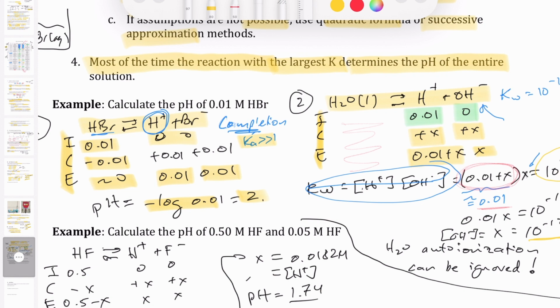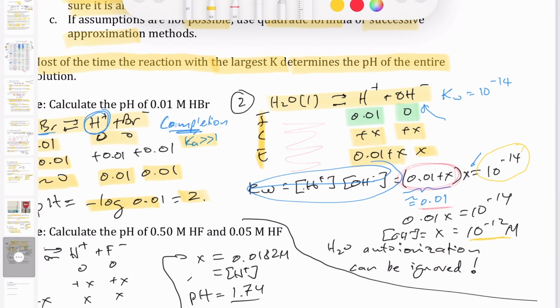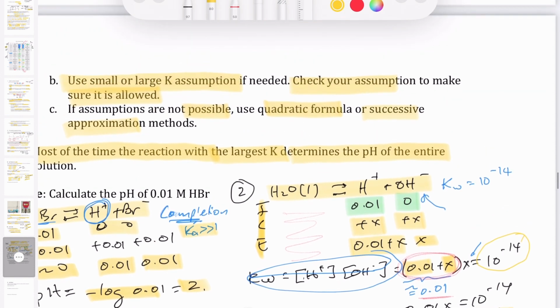The total H plus would then be the H plus that is from the strong acid, which is the 0.01, and then the X, which is the one that comes from water. Well, we just found out that the X is this much, 10 to the minus 12. So if you want to calculate the total H plus concentration for this solution from water and HBr, what you have is really 10 to the minus 2, that's the one from HBr, plus 10 to the minus 12. Well, you know that when you add these two numbers together, you pretty much just get 10 to the minus 2, right? Because that's 10 orders of magnitude greater than 10 to the minus 12. So therefore, the final concentration is really 10 to the minus 2 molar.